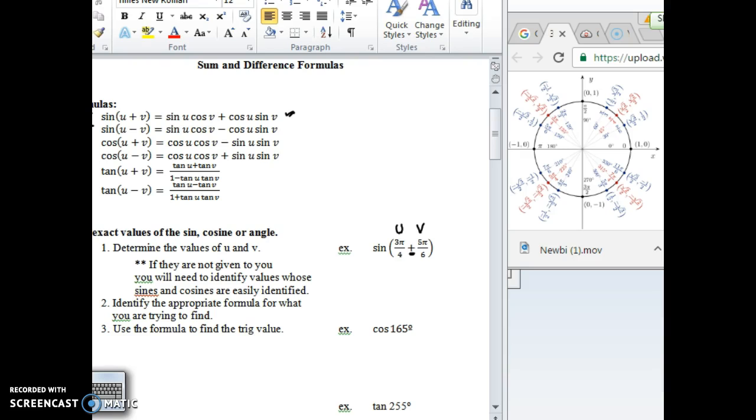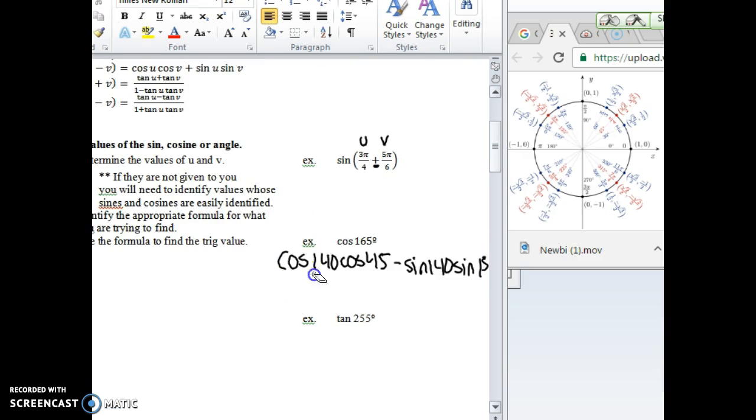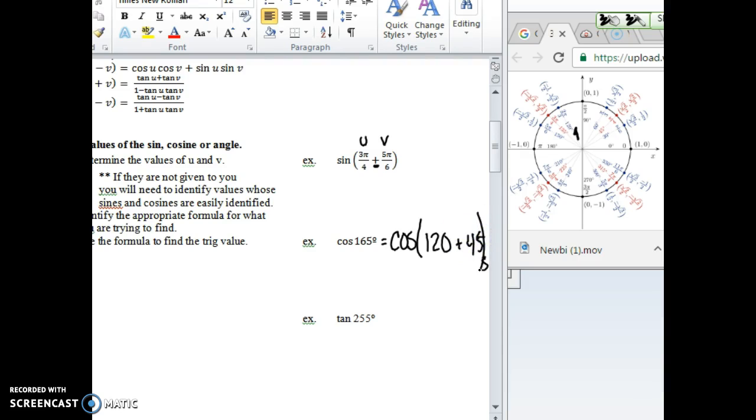All right, for the next one, I'm going to find the cosine of 165. To find the cosine of 165, I need to find two angles, and I did it wrong the first time, so I erased it for you. Two angles that add to 165, and that are on my unit circle, because 165 is not. So the two angles on my unit circle would be 120, which is right here, and 45. So I'm going to do the cosine of 120 plus 45. Plugging into my formula, I'm going to do cosine 120, cosine 45, minus sine 120, sine 45.